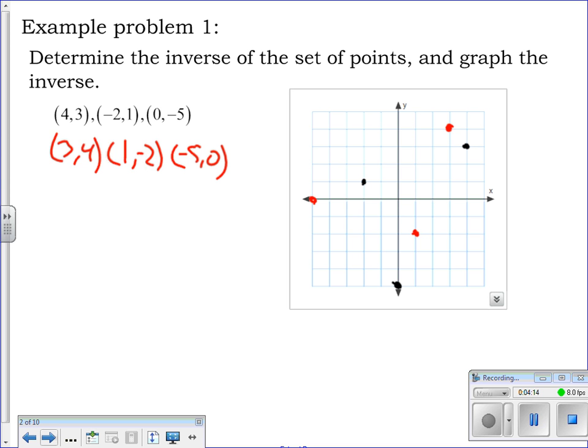So I've got the points and I've got their inverses plotted. Connect the point with its inverse.